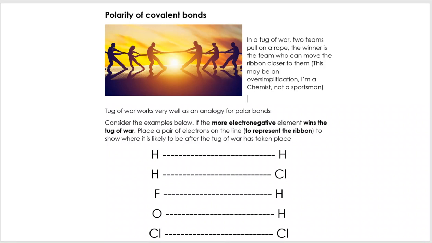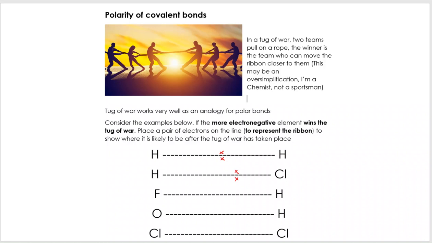Well, if we take the first example, hydrogen and hydrogen, we have got a dead heat. It's a draw. Both of those hydrogens are equally electronegative, so they're going to have an equal pull on the electrons. So the electrons will sit exactly in the middle. But if I take a look at hydrogen and chlorine, chlorine is a more electronegative element. That means it has a greater attraction to the electrons in the covalent bond. It will pull them closer. So the ribbon moves to the right.